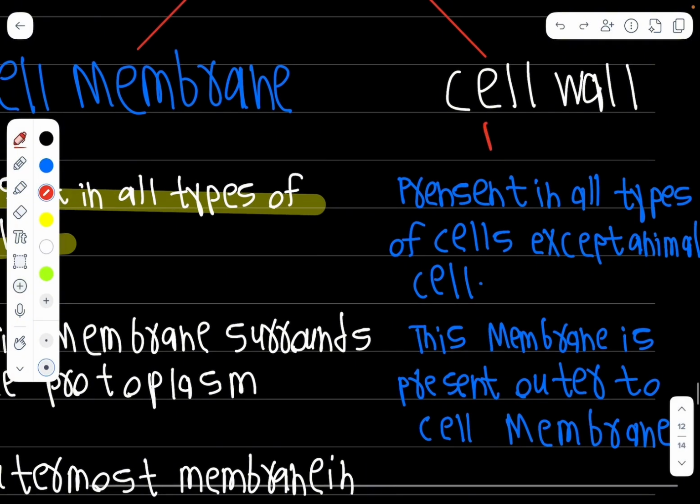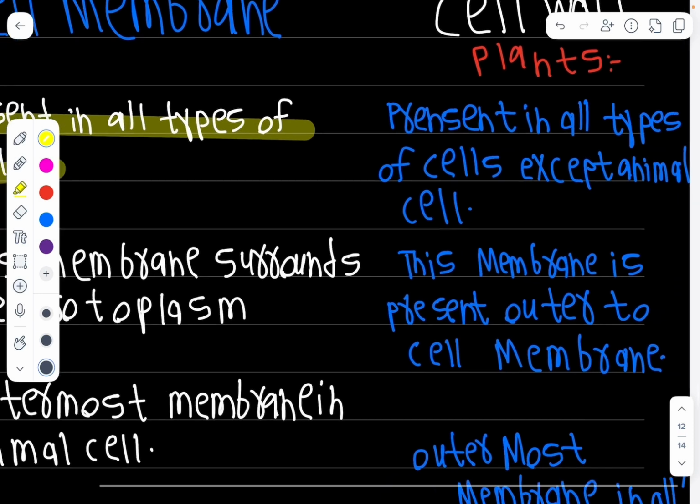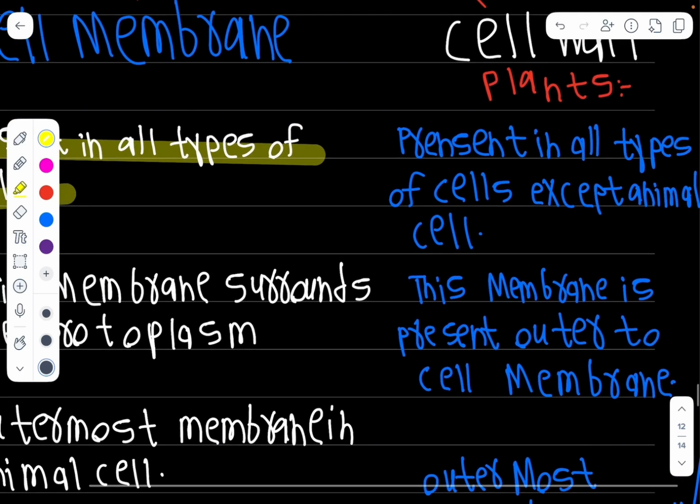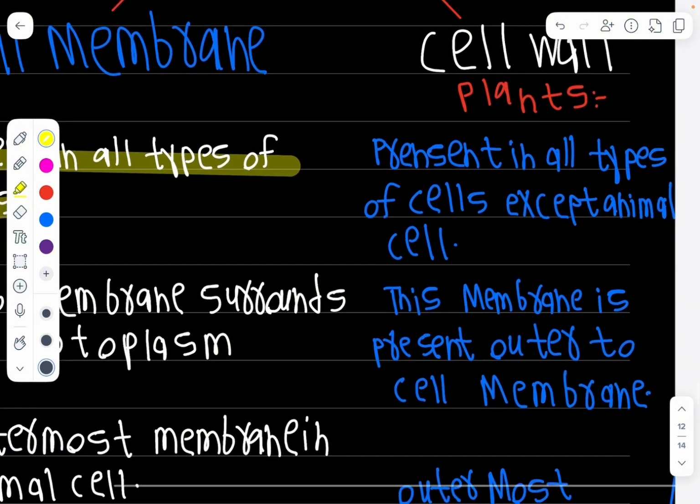But in plants, you will always find both the cell membrane and the cell wall. That's how it is. So in the exam, if the examiner asks you something which is only present in plants, and there are options of cell membrane, cell wall, and other types of options, you will pick cell wall. But in plant cells, cell wall and cell membrane both are present.